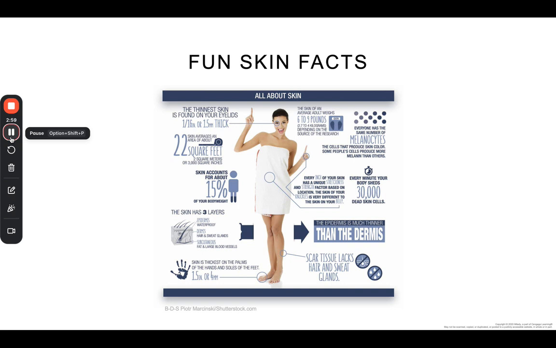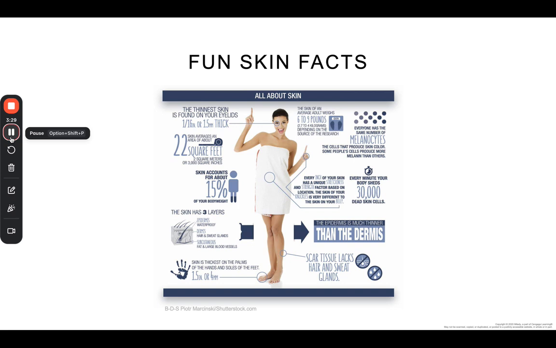Anytime that we have a scar on our body, scars lack hair and sweat glands, so that means that if you have a scar, there will be no sweat produced there. Also, there will be no hair. There's also a unique fact: everyone has the same number of melanocytes. What is the determining factor in how much melanin is produced is how active those melanocytes are.